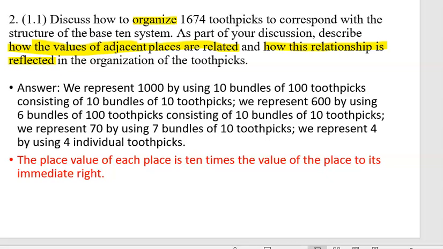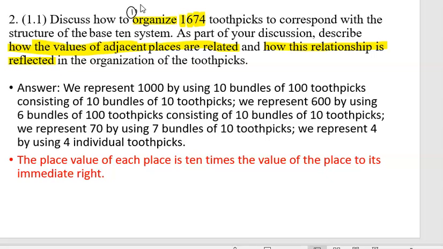So we need to make sure they know each symbol in a different position has a different meaning. For example, this 4 actually means 4 ones, but the 7 means 7 tens. In order to do that, we use cubes or toothpicks or beads. In this question, first we need to explain. You can use math drawing if you're good at drawing, or just describe how you do it. That's the first question we need to answer.